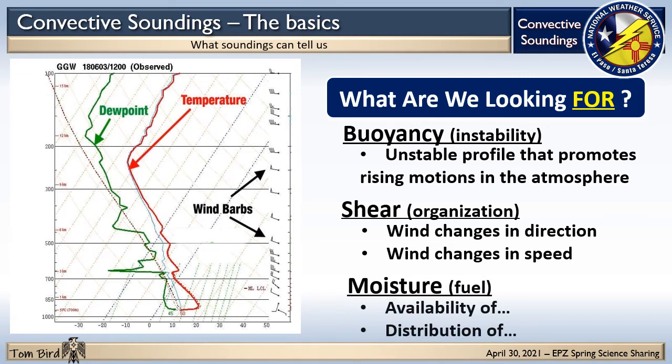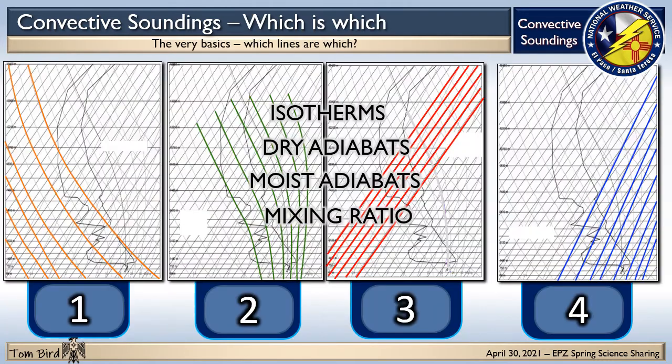And then finally, of course, you need the fuel, which is the moisture. And so looking at the dew point trace, you get a good idea of whether there's the availability of fuel and what the distribution of it may be.